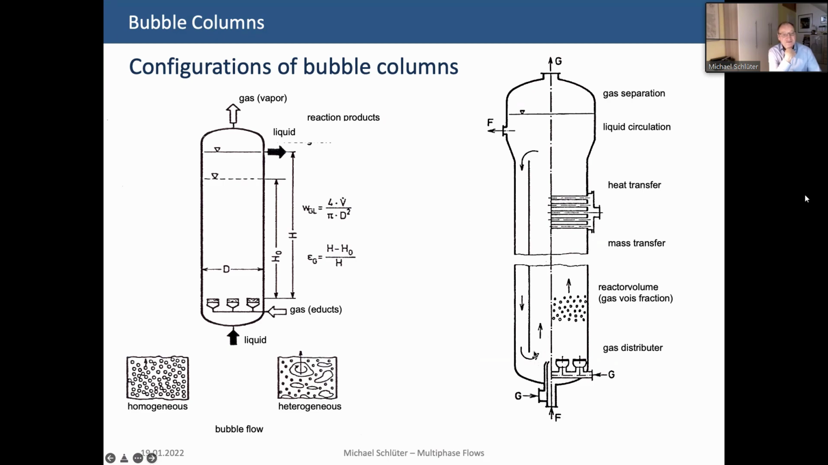You might have some internals like a draft tube. You might have internals like a heat exchanger. And all this strongly influences, of course, the gas hold-up. Very often the top of the reactor is a little bit expanded to give the gas more room for gassing out. All this is usually not taken into account in these correlations, of course.